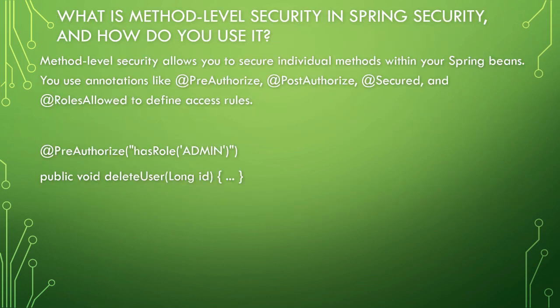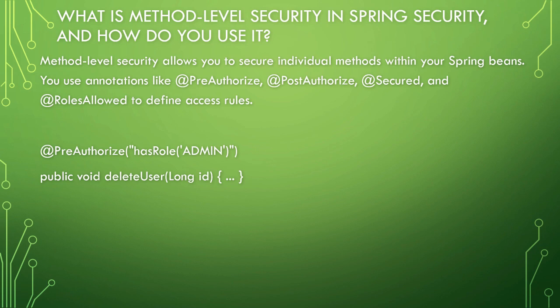Now, what is method level security when it comes to Spring Security, and how do you use it? Method level security is nothing but securing individual methods within your Spring beans. You want certain methods to be accessed only by certain roles. You can define annotations like @PreAuthorize, @PostAuthorize, @Secured, and @RolesAllowed. With this you can define roles and access rules for it.